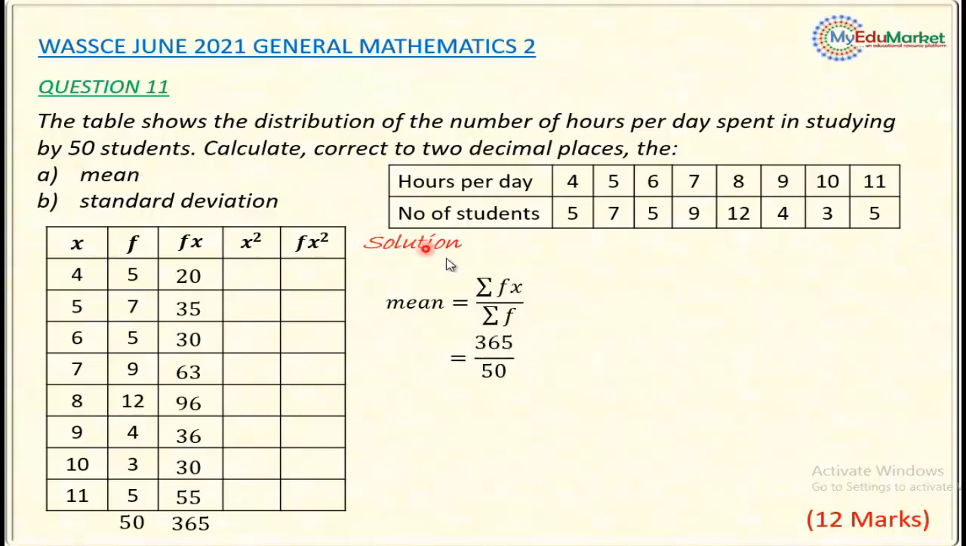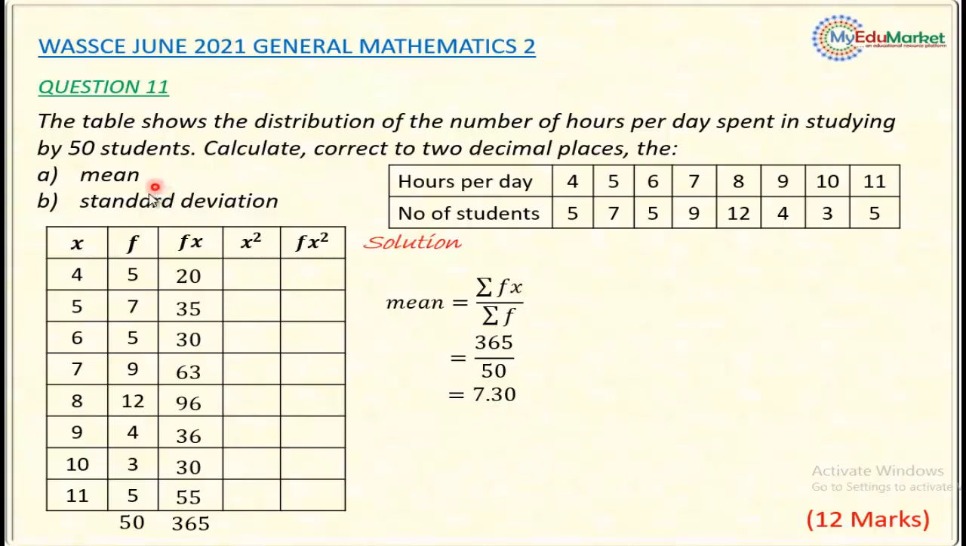So substituting, summation fx is 365, look at it, and summation f is 50. So I'll now divide 365 by 50 and approximate the answer to 2 decimal places. So that is going to be 7.30. This is the mean. So question number A has been answered.